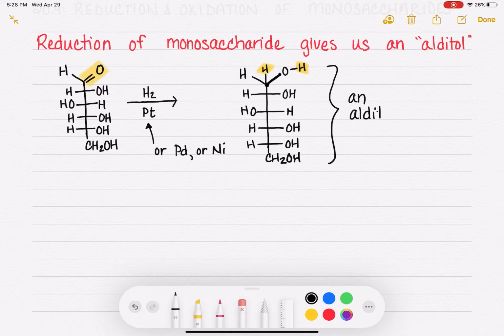Alditol is not its name. Alditol is its type, like monosaccharide is a type of molecule. This is an alditol. This particular alditol is sorbitol. As a reminder, we started with glucose. So sorbitol is an artificial sweetener.